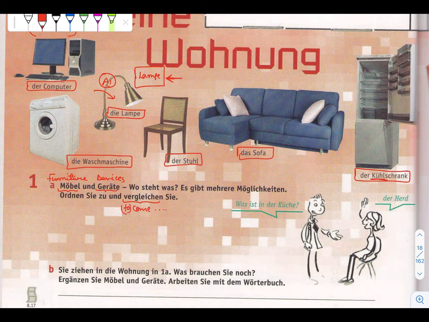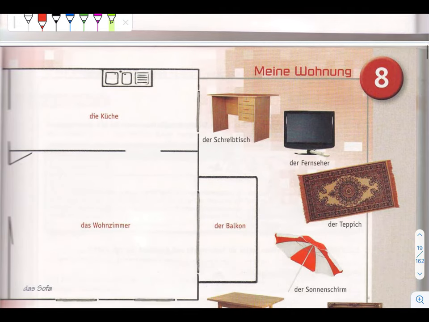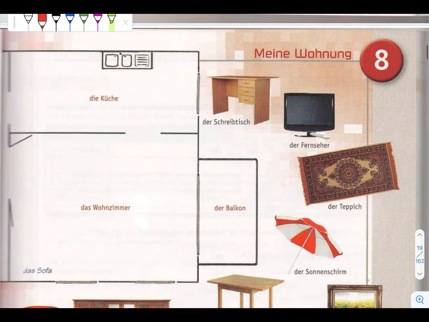So this is just a group activity. For example, there are two students and they can do a group activity. One can ask, was ist in der Küche? What is there in the kitchen? So the answer can be der Herd, means stove. So like this, if you have any friend who is also learning the German language, you can do a group activity with them. Again, die Küche, kitchen.